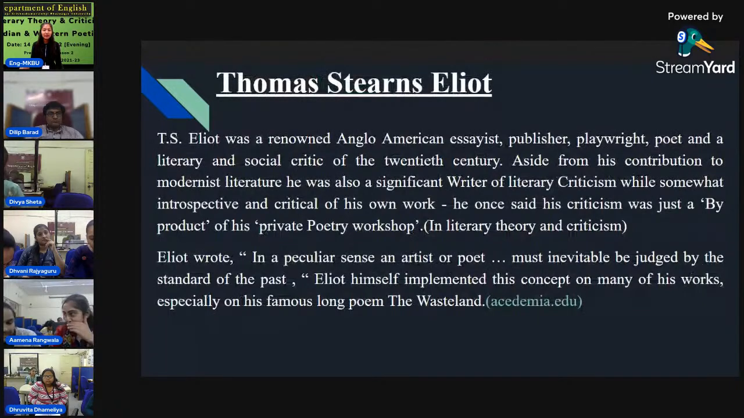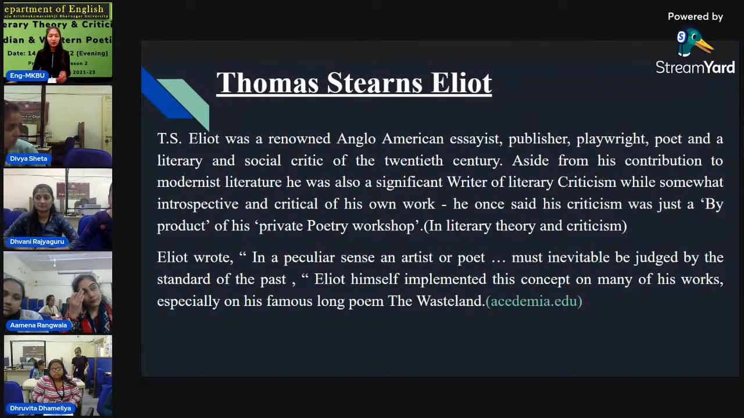T.S. Eliot. In the new criticism, I want to discuss the idea of T.S. Eliot. T.S. Eliot was an Anglo-American essayist, publisher, playwright, poet, and literary and social critic of the 20th century. Aside from his contribution to modernist literature, he was also a significant writer of literary criticism. While somewhat introspective and critical of his work, he once said his criticism was just a byproduct of his private poetry workshop in literary theory and criticism.